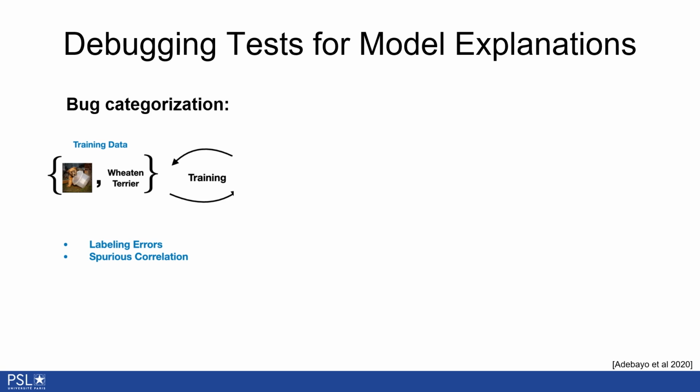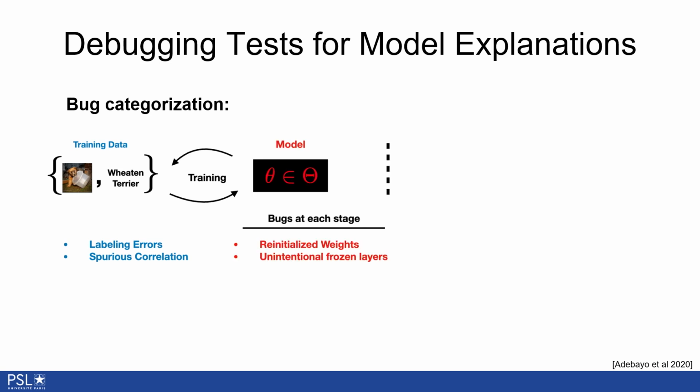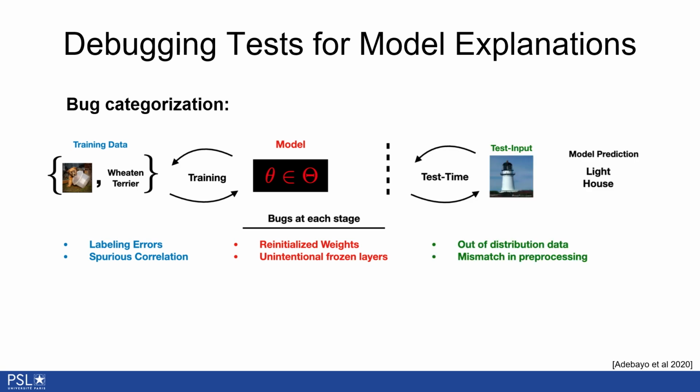For example, specific types of background were added to specific classes, such as blue sky backgrounds for birds or forest backgrounds for dogs. Another possibility was to add bugs directly in the model, either by randomizing some of the weights in the model or by freezing some of the layers during training. Finally, a third type of bugs was added at the test stage by using a model that was trained on a totally different type of data, for instance, fashion MNIST.